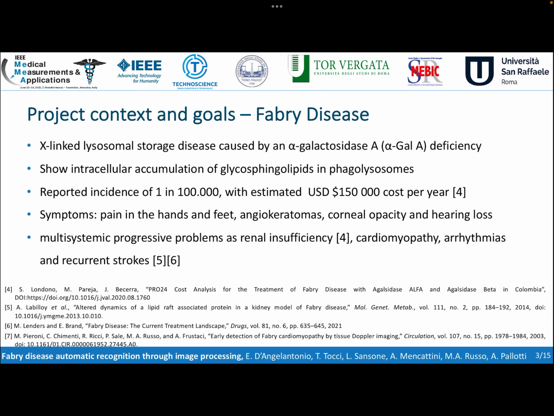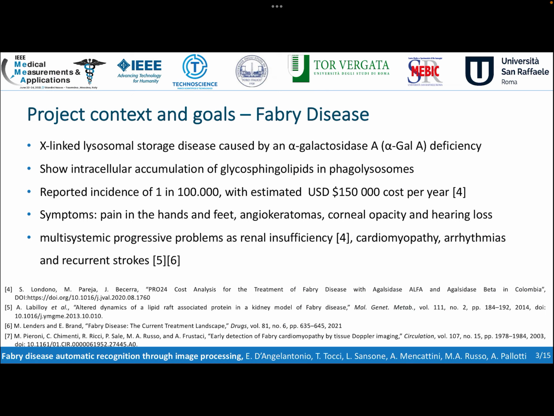In this project, we are dealing with a particular disease, a rare disease that is the Fabry disease, that is a X-linked lysosomal storage disease caused by an alpha-galactosidase A deficiency or mutation. And this enzyme is responsible for the hydrolysis of glycolipids and lipids, and so the disease causes intracellular accumulation of glycosphingolipids in phagolysosomes, also known and called glycolipid bodies.